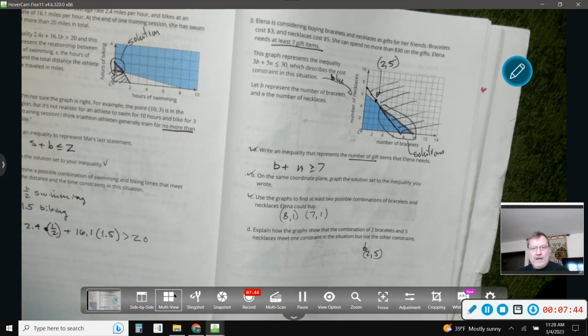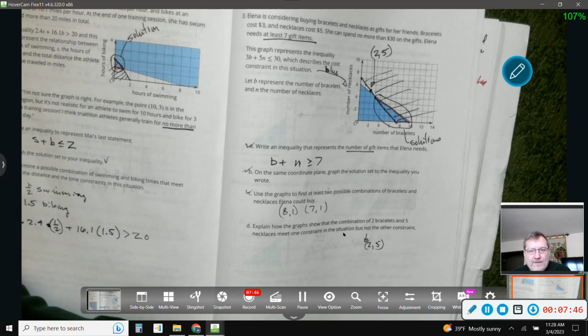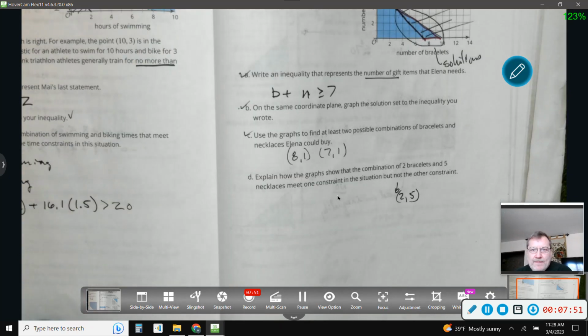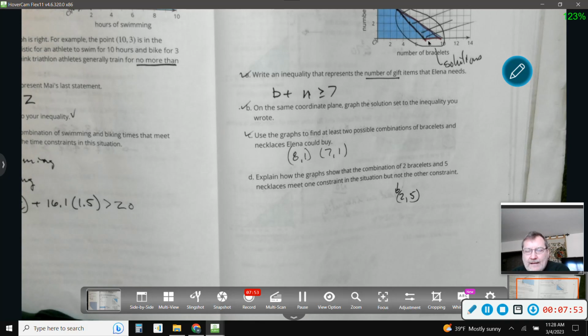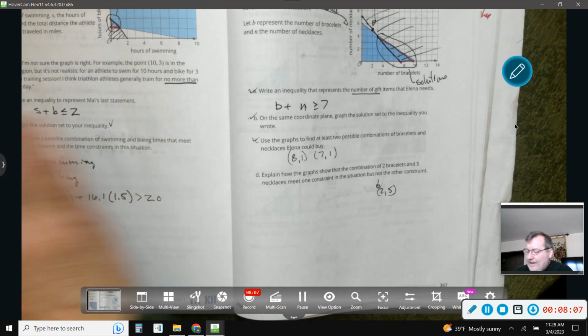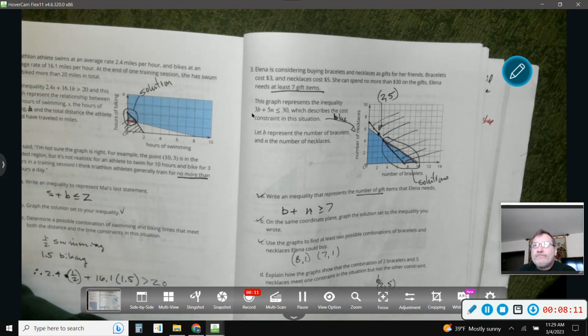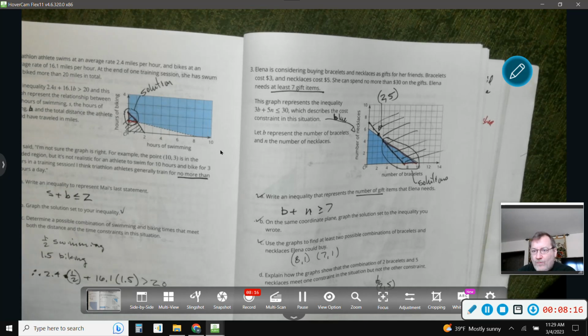All right, so you use the graph to find at least 2 possible combinations of bracelets and necklaces. Well, it looks like 8 and 1 is in there just barely. And also, if you go here to 7 and 1, it looks like that could work too. In each case, you do have at least 7 total items, and you do come up with under $30. But there's not a whole lot of wiggle room in this one. It's a very small little wedge for you to work with.